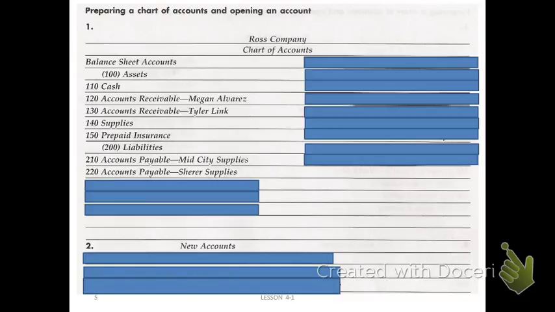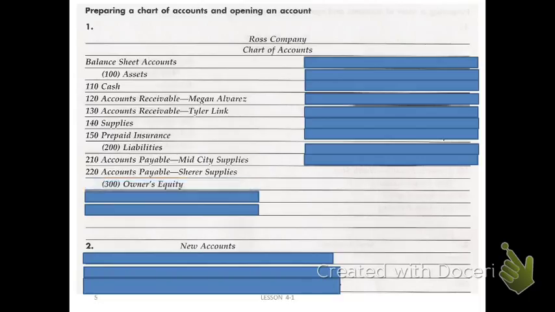Now, since these are not people's names, these are names of companies, in this case you list them in alphabetical order, but you list them by the first letter of the company name. Since Mid-City Supplies comes before Scherer, M comes before S, we listed our accounts payable for Mid-City Supplies before we listed our accounts payable for Scherer Supplies.